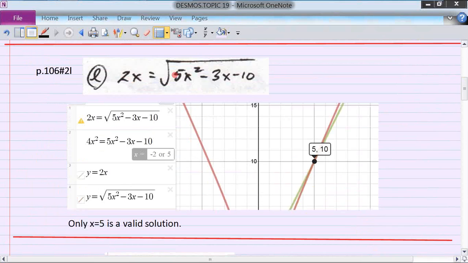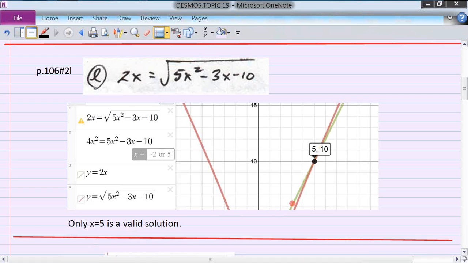1062L, and here we have 2x equals the square root of 5x squared minus 3x minus 10. Okay, got that. And it doesn't like this, but when I square this, I get 4x squared, and I square this, I get that. And now I get a solution, minus 2 or 5. And I'm going to plot it, y equals 2x right here, and y equals this, and look for the intersection.